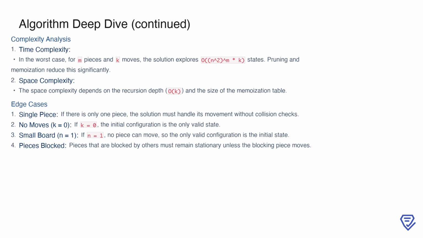Several edge cases must also be handled. For instance, if there's only one piece, movement rules are simpler as there are no collision checks. If no moves are allowed, the initial configuration is the only valid state. On a small board, such as one of size 1 by 1, no piece can move, so again, only the initial configuration is valid. Lastly, pieces blocked by others must remain stationary unless the blocking piece moves, adding another layer of complexity.